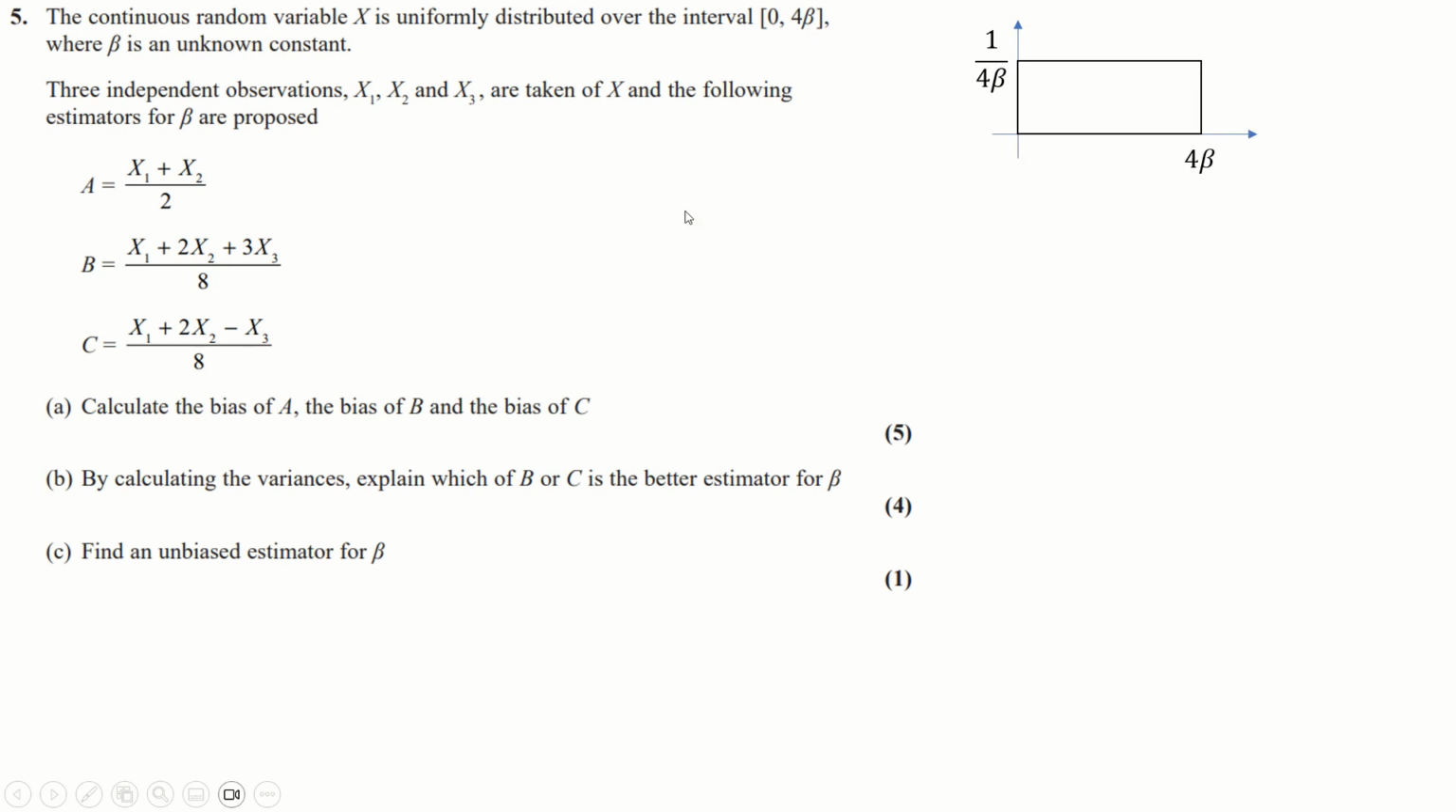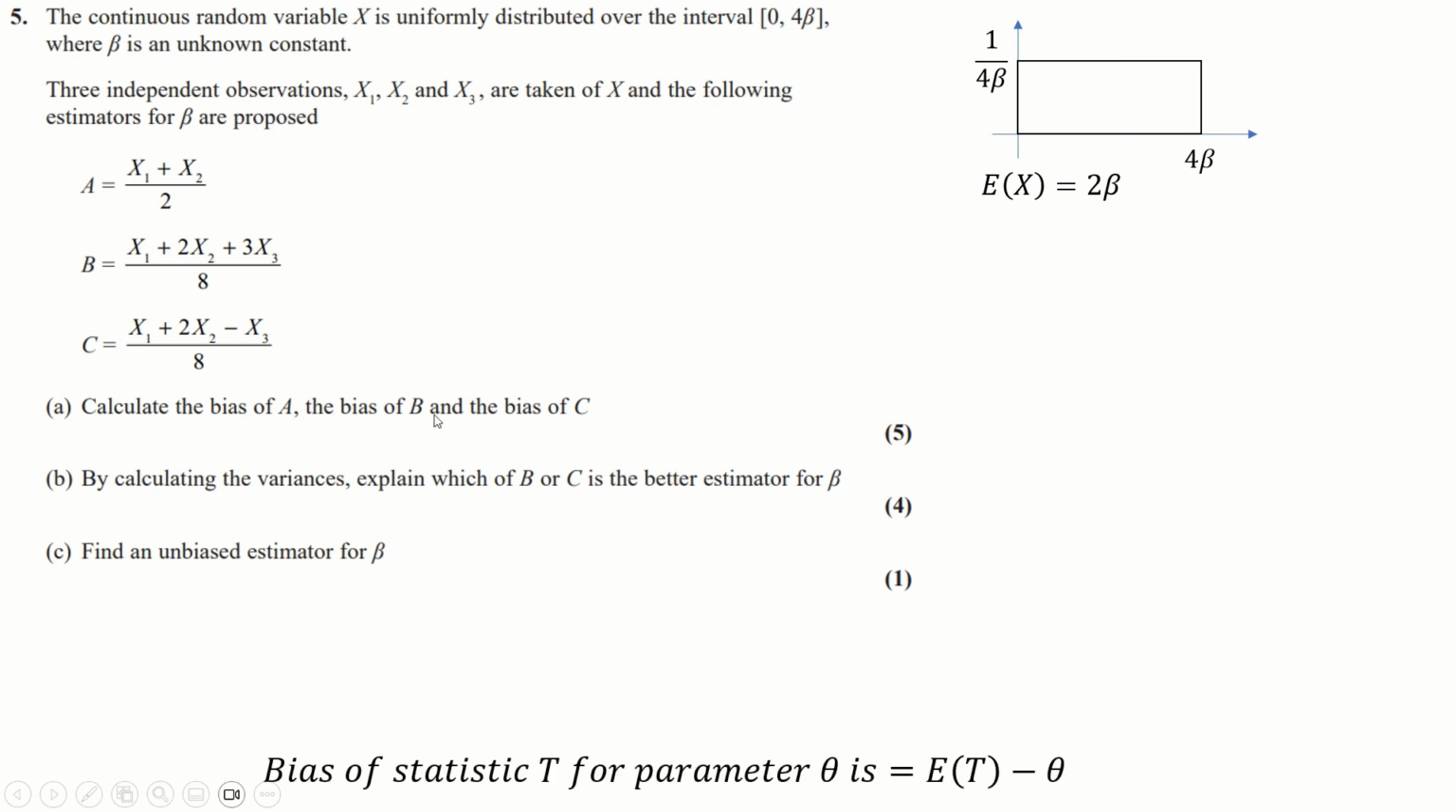Now the mean of this thing here, mean of x, or E of x, is clearly just 2 beta, right? Because it's got to be in the middle, which, because it's uniform, is just half of this. So that's clearly just 2 beta. And now we're working out the biases of this. By definition, the bias of some statistic t, so these are the statistics, the bias is the expected value of t minus theta, where in this case, theta is going to be beta, because that's the thing that we're estimating. Okay, so all we have to do is work out E of a and then take away beta, and that will be our bias for this one. And then E of b, take away beta, that will be our bias for this one, and so on.